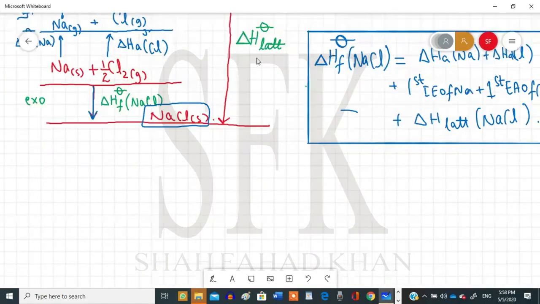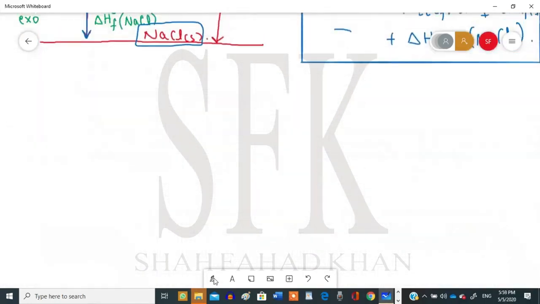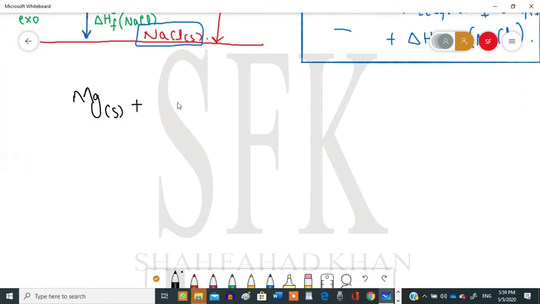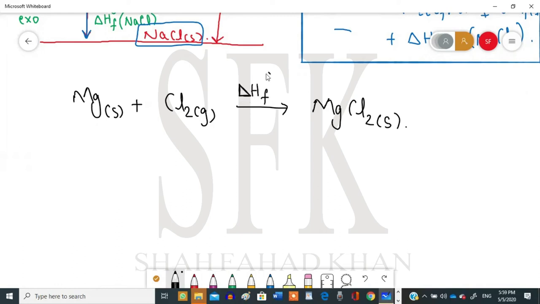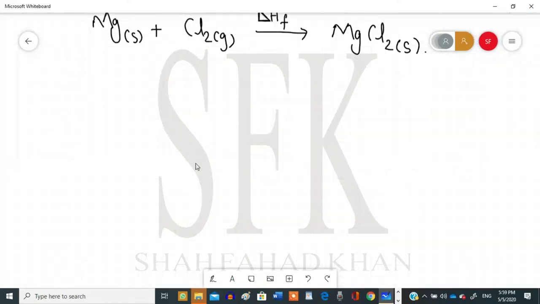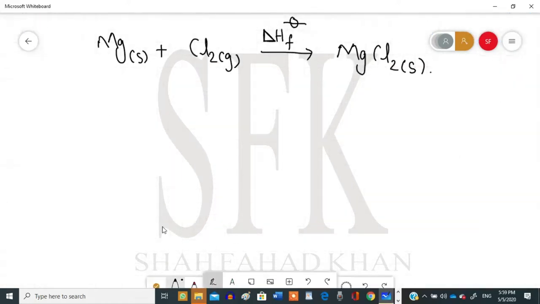Now let's take another example of magnesium chloride, and in fact the last example. Magnesium solid combining with chlorine gas forms magnesium chloride solid. The enthalpy change of this reaction is going to be the enthalpy change of formation of magnesium chloride. All you need to do is construct a Born-Haber cycle now.